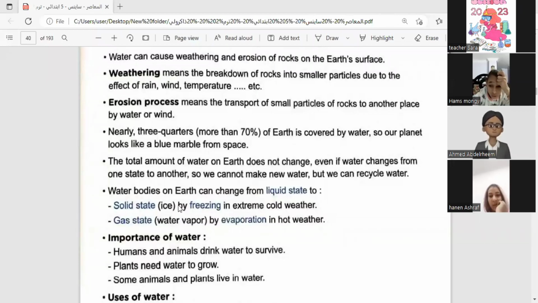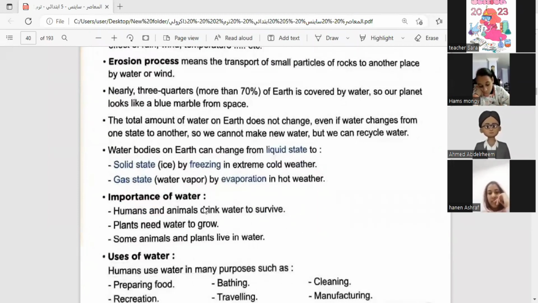So water bodies on Earth can change from liquid state to solid state by freezing, and also water at liquid state can be changed to gas state by evaporation process in hot weather. What is the importance of water?